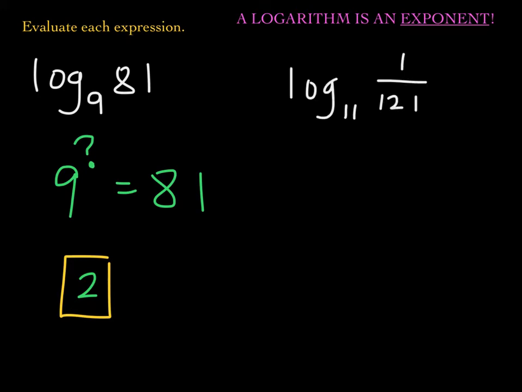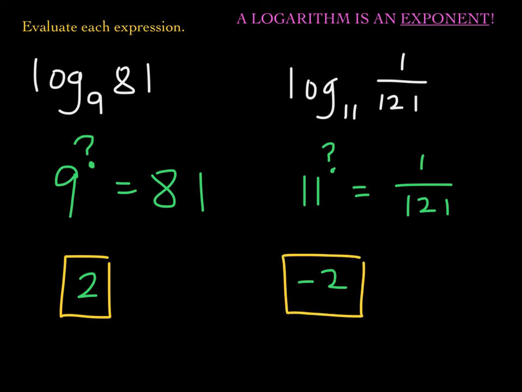Check out this one. Log base 11 of 1/121. Now this is saying, what exponent do I raise the base of 11 to in order to get 1/121? Now, we know that 11 squared is 121. But in order to get 1 over 121, the reciprocal, then it must be negative 2. 11 raised to the negative second power will give you the reciprocal of 121. It'll give you 1 over 121. Now remember, the exponent can be any real number, okay? It's the base that has to be positive and the argument that has to be positive.